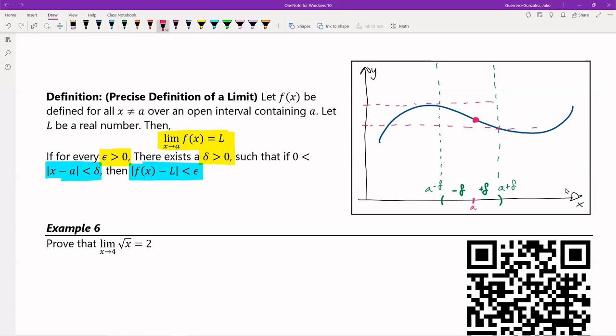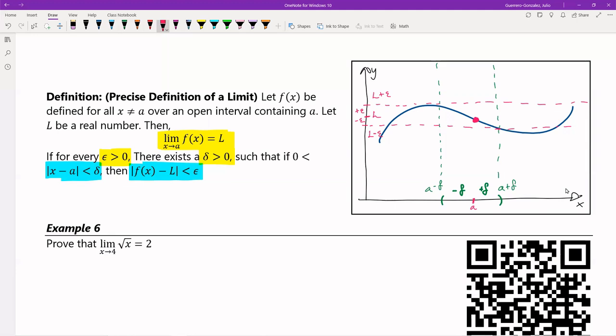I'm going to draw this. There we go. So I'm going to choose this right here. This is my L. And I'm going to do plus epsilon, minus epsilon. So this is going to be L plus epsilon, and this right here is going to be L minus epsilon.